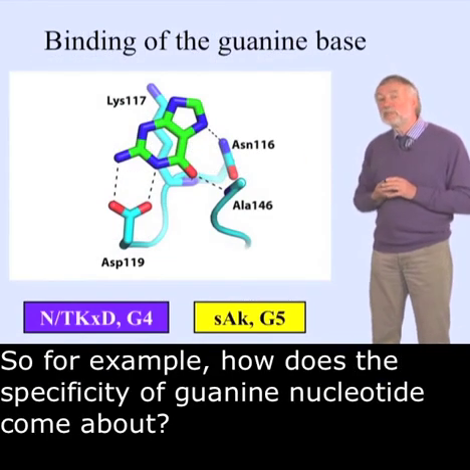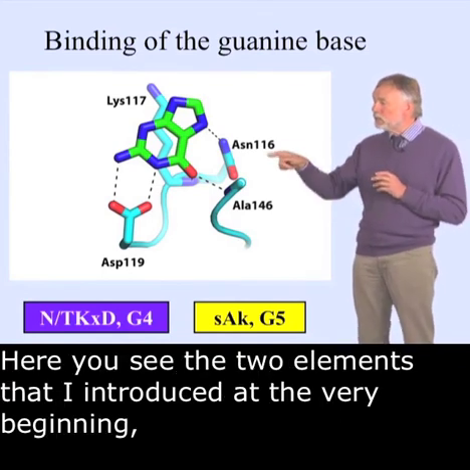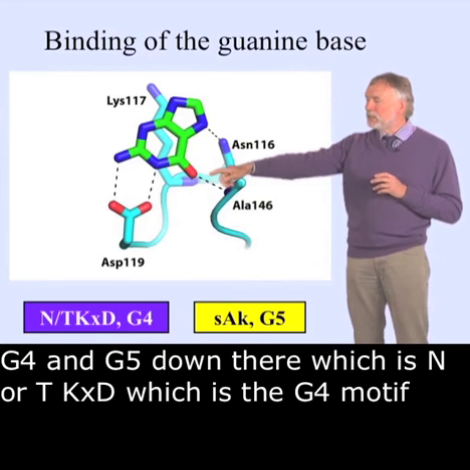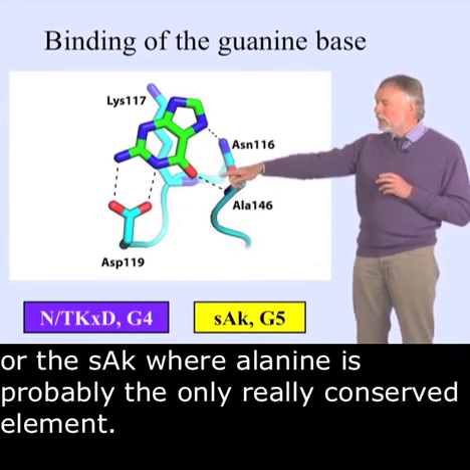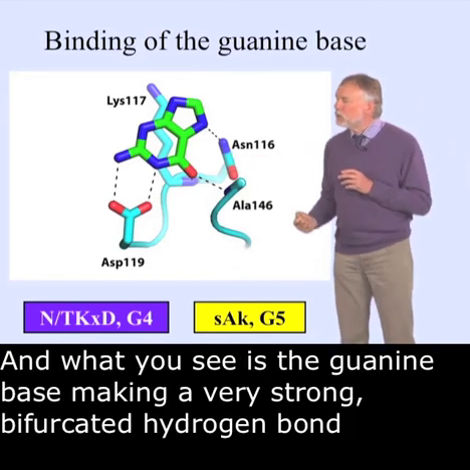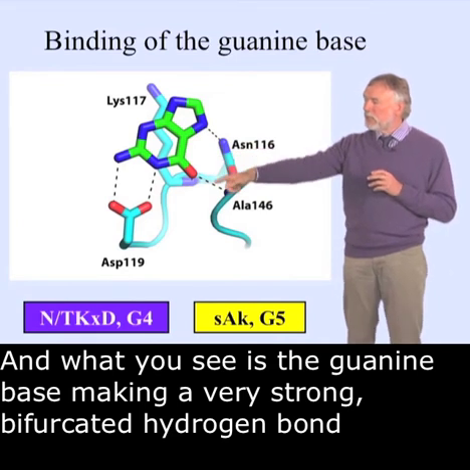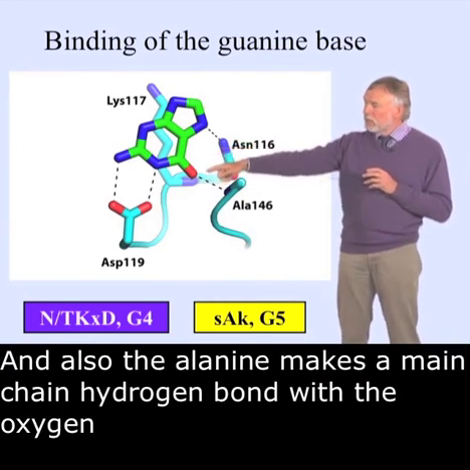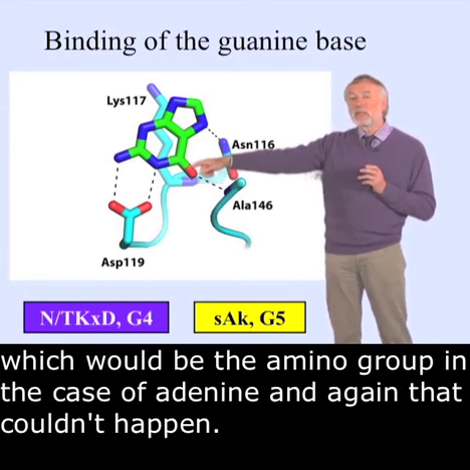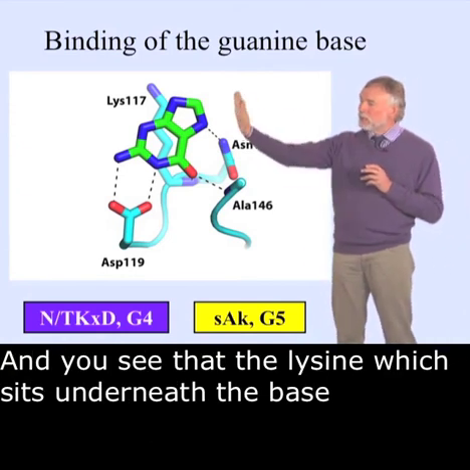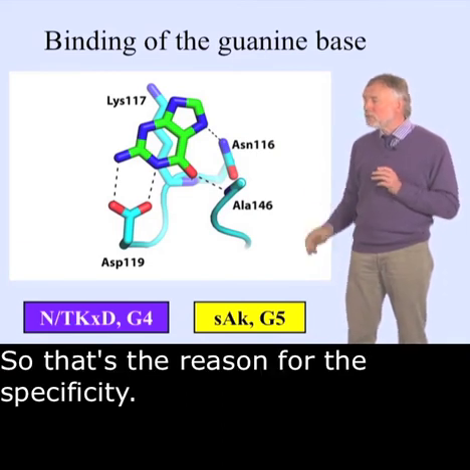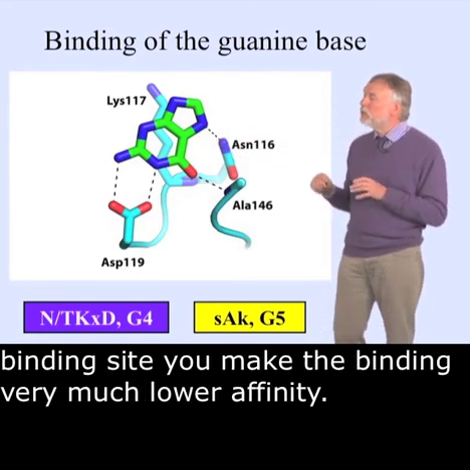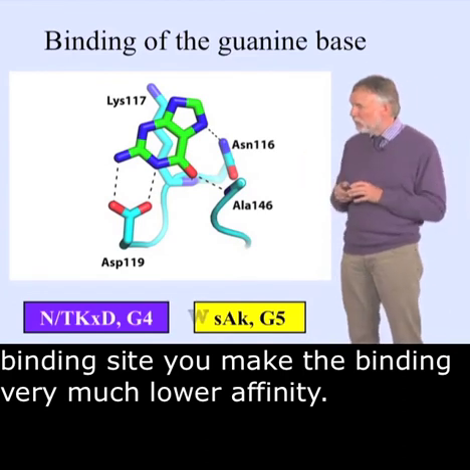So for example, how does the specificity for guanine nucleotide come about? Here you see the two elements that I introduced in the very beginning, G4 and G5, down there: the NKXD, which is the G4 motif, and the SAK, where the alanine is probably the only really conserved element. What you see is that the guanine base makes a very strong bifurcated hydrogen bond to this aspartic acid down there, which adenine couldn't do. The alanine also makes a main chain hydrogen bond to the oxygen, which would be an amino group in the case of adenine. Again, that couldn't happen. You also see that the lysine, which sits underneath the base, and the arginine make additional contacts. So that's the reason for the specificity. And if you mutate any of the residues around the guanine base binding site, you make the binding much lower affinity.